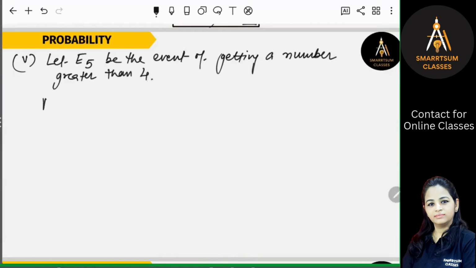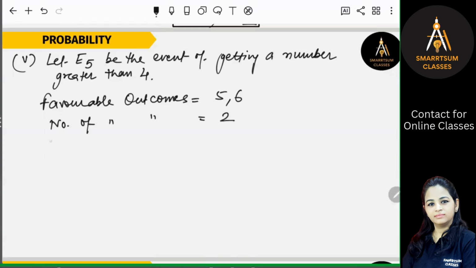Okay. So now, what are the favorable outcomes for this event to happen? Can you tell me? What are the numbers which are greater than 4 among all the outcomes? That is 5 and 6 only, right? Only these 2 numbers are greater than 4. Rest all are less than 5, right? So favorable outcomes are 5 and 6. So what is the number of favorable outcomes? That is 2, right? And what is the total number of possible outcomes? It is the same, that is 6.